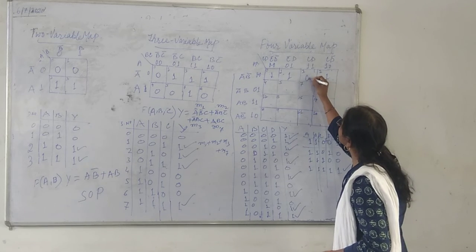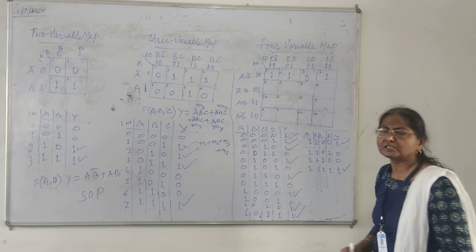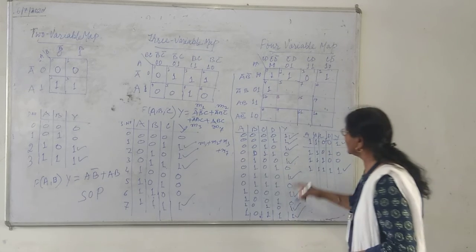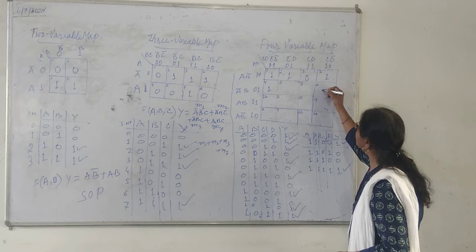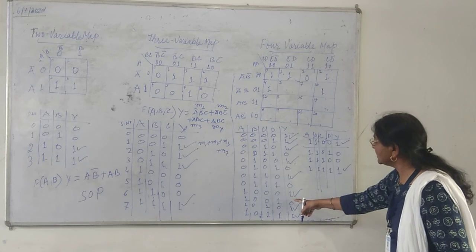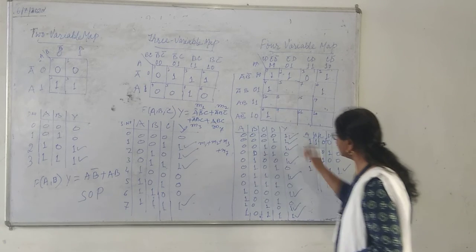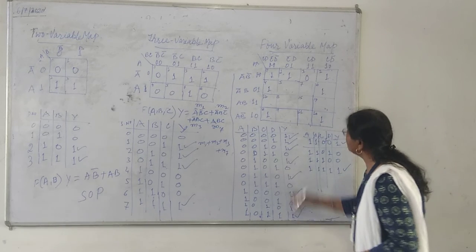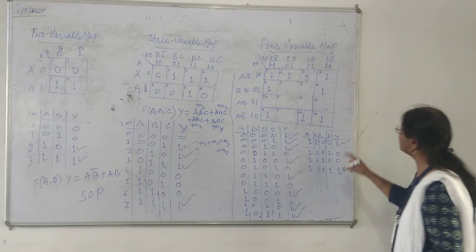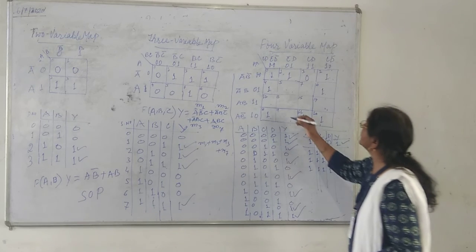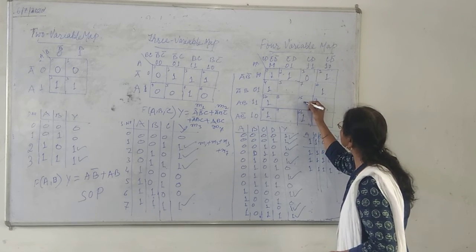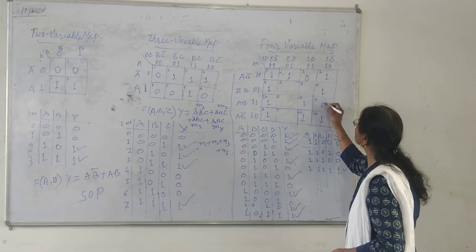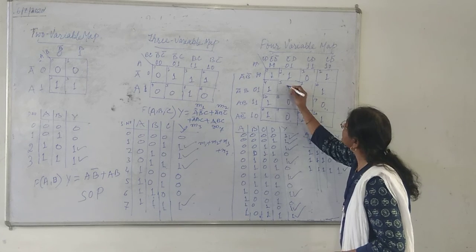For 3, I will put 0 because here I have considered 0. And in the same way, for 4, I have taken 1, so here I have put 1. For 6, I have taken 1, here I will put 1. For 8, I have taken 1, here I will put 1. For 10 and 11 I have taken 1, here I will put 1. And for 12 and 15 I have taken 1. The remaining places have 0 as output, so I will put 0, 0, 0, 0 here.